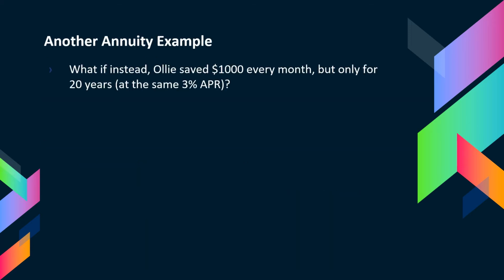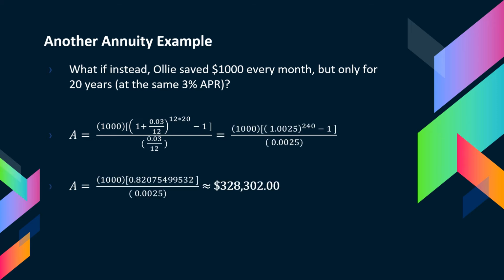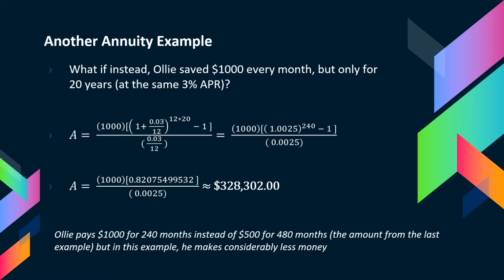Let's give a different example. Ollie, he tries to be clever. He wants to retire earlier, so he's only going to save for 20 years, but he's going to do $1,000 every month. He's got the same 3% APR, don't worry. So if he does this, well, you plug in the same values, you can simplify, and you get $328,302. But, well, that's considerably less than the 40-year version, even though he's technically contributing the same amount of money.